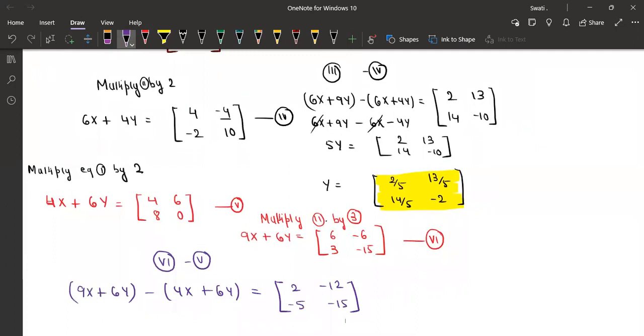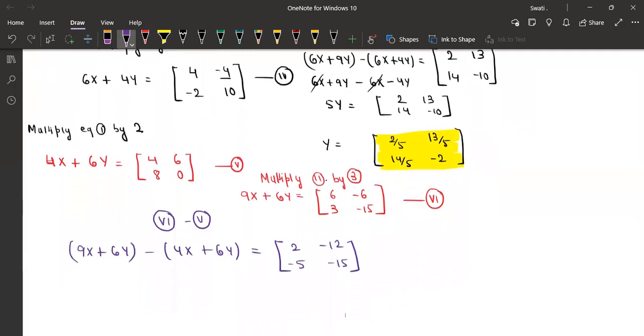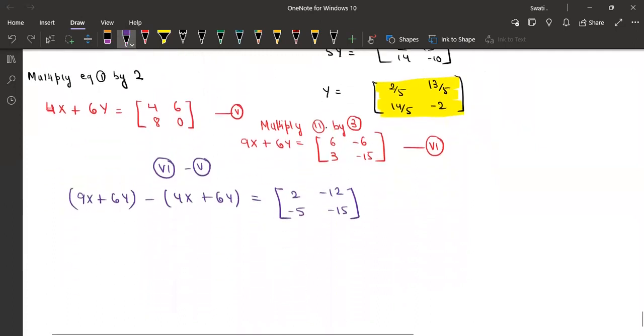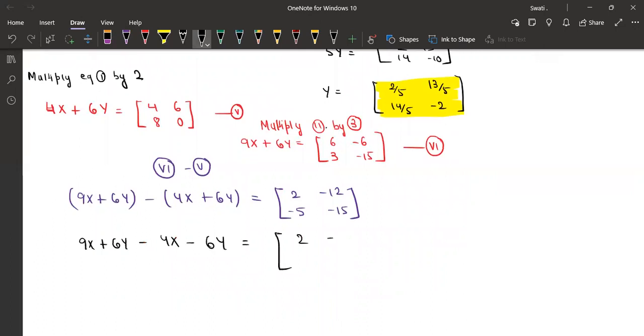All right. If you simplify this, let's just simplify this properly. Let me write down this 9x plus 6y. If you remove the bracket, this is minus 4x minus 6y. And this is same, 2, negative 12, negative 5, and negative 15. And here clearly 6y minus 6y will get cancelled. 9x minus 4x is 5x.